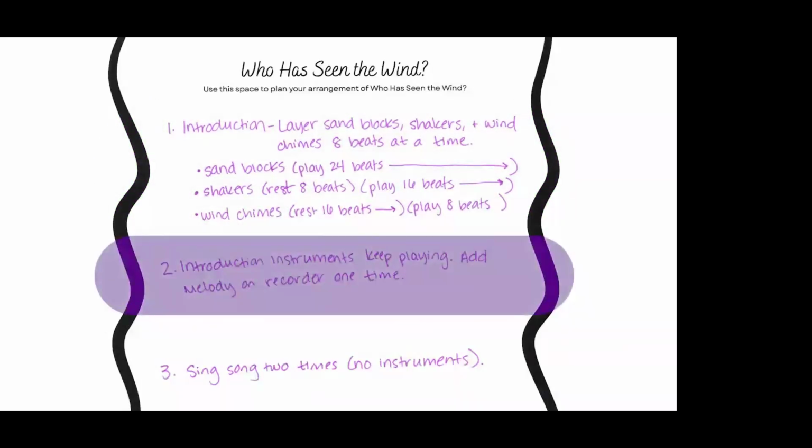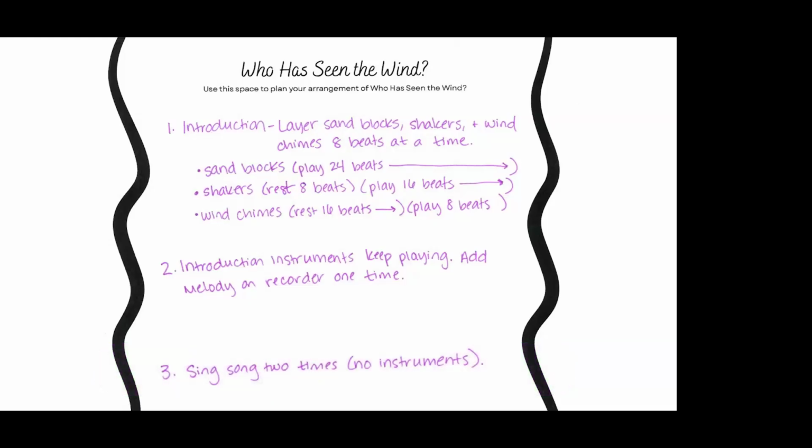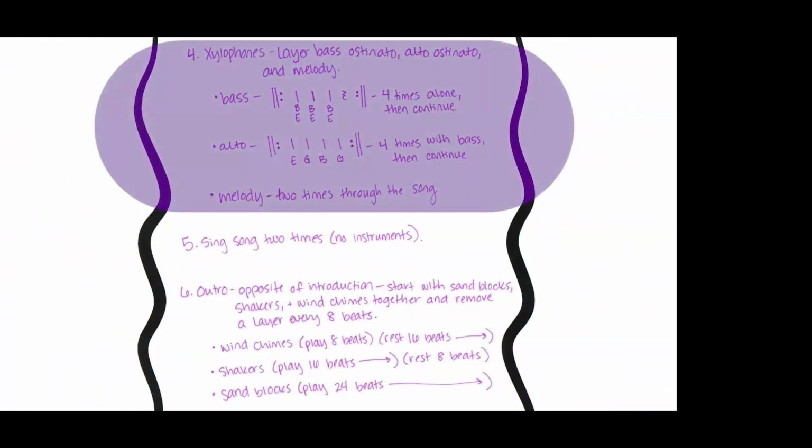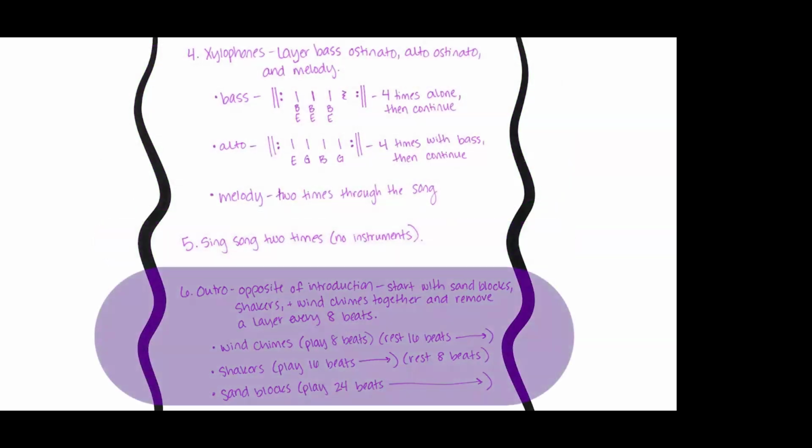Then those instruments keep going while we add recorders playing the melody once. After that, we sing the song 2 times. The xylophones are going to layer in with a bass ostinato, an alto ostinato, and finally the melody. And then we'll sing the song 2 more times before an outro that's the opposite of the intro.